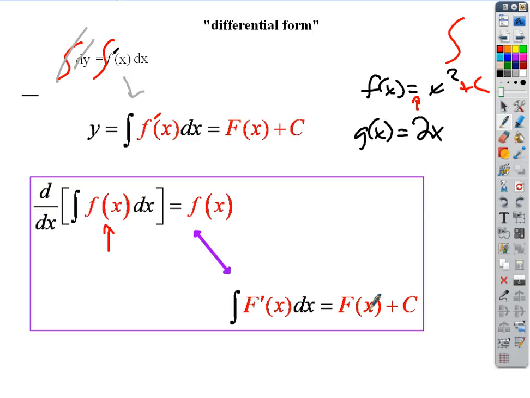Okay, so these are important theorems in calculus. All they really mean for us, though, is calculus Jeopardy. That's really what those represent. All right, now let's try a couple real quick.